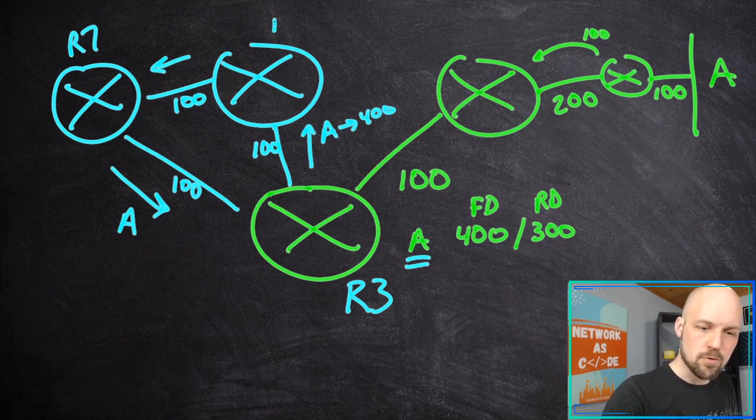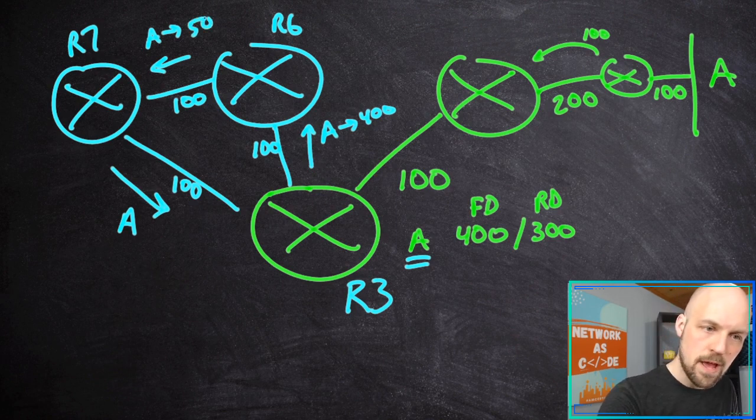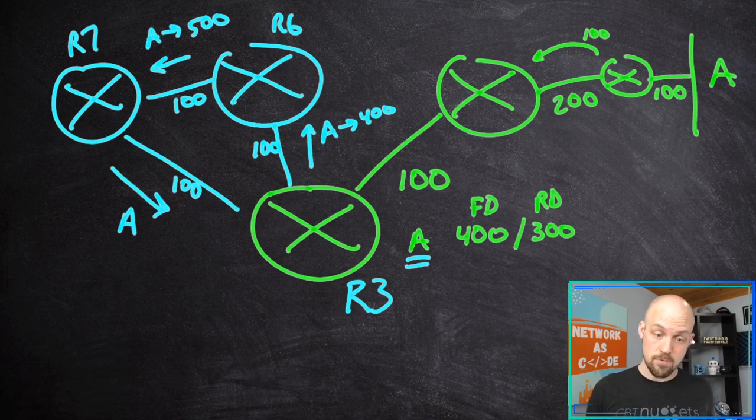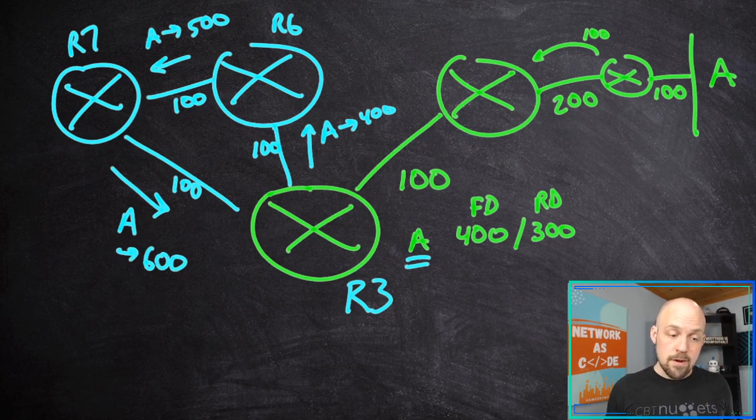So we'll just call this router 6. Router 6 advertises to router 7 that I can get to A, and I can get to it in, well, we add the 100, so I can get to it in 500. So router 7 is going to advertise it to router 3 and say that I can get there in 600. Well, there is a potential.